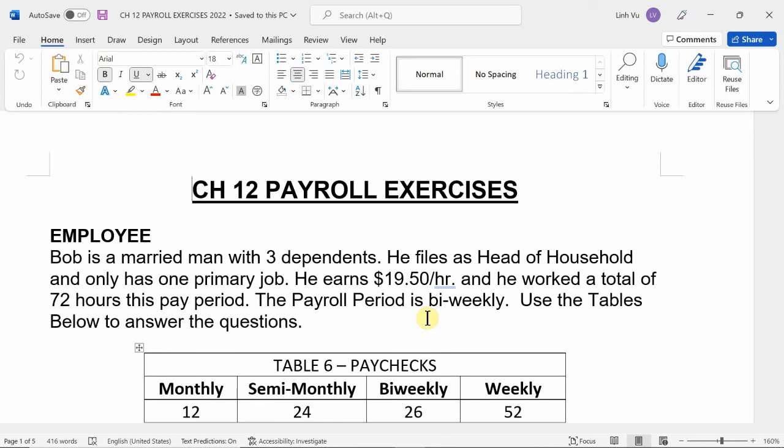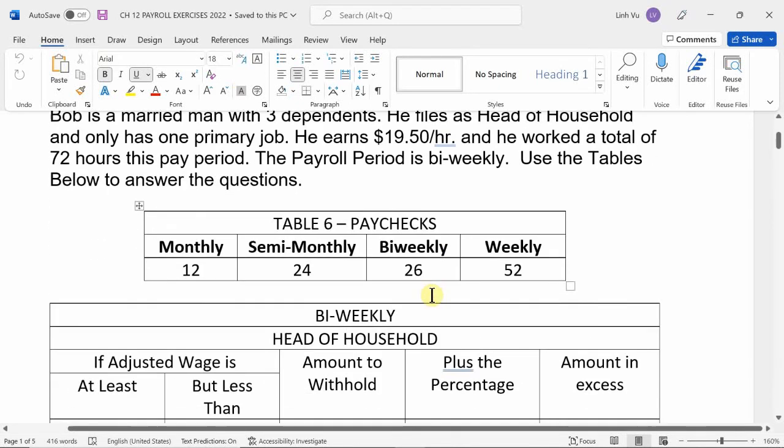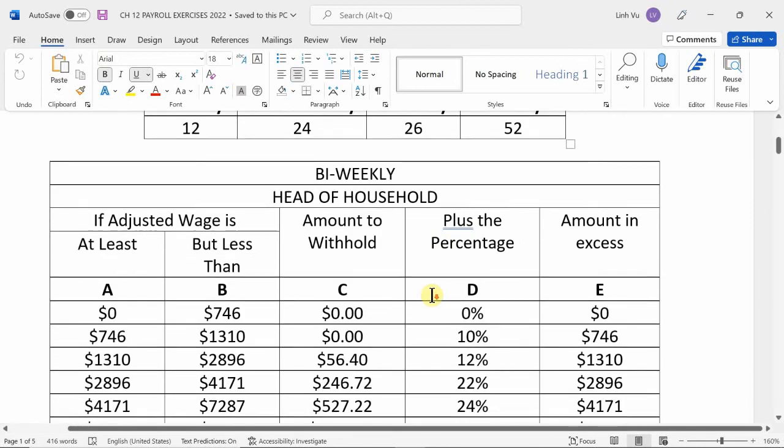The payroll period is bi-weekly. That means he's going to get paid every 2 weeks. Of course, we're going to be using the table down below to answer the question. Here you are provided table number 6, which will give you your payroll payment information. If he's on a monthly paycheck, he gets 12 paychecks, and so on. Bi-weekly, he's going to get 26 paychecks. So let's go ahead and go here.